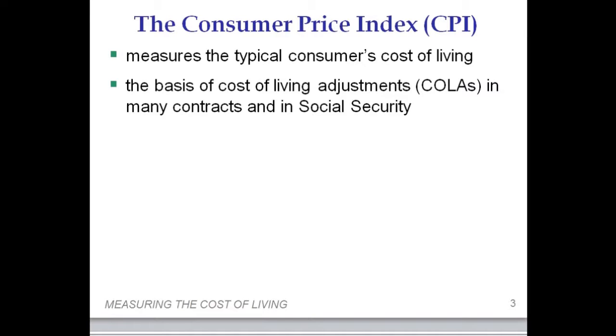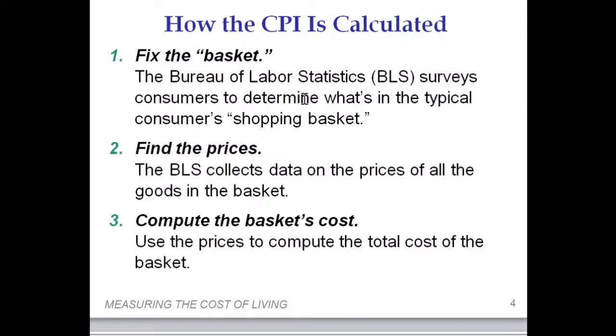Let's start with this measurement called the Consumer Price Index, also called the CPI, and this measures the typical consumer's cost of living, so it's not a measure of everything. First step, we calculate it by fixing a basket of goods. A basket of goods is determined by the Bureau of Labor Statistics. We ask consumers the typical things that they would buy.